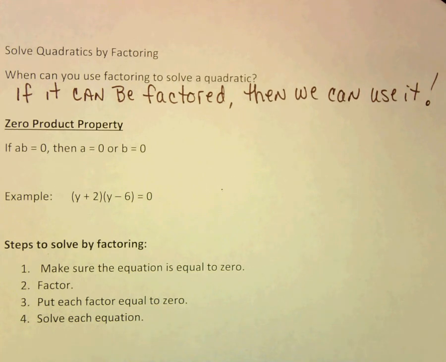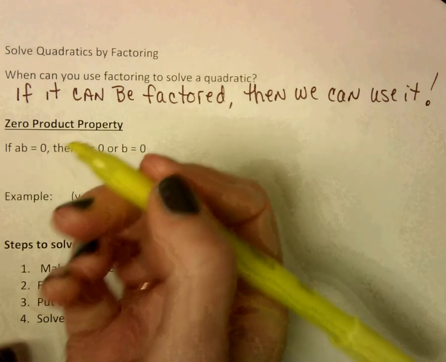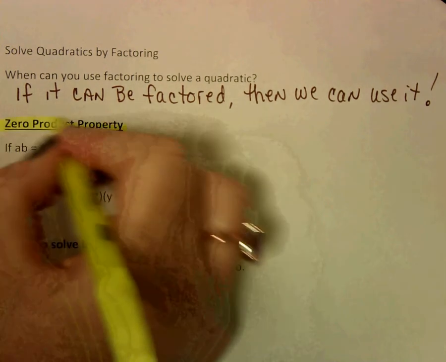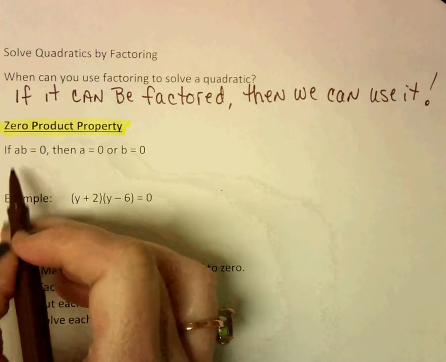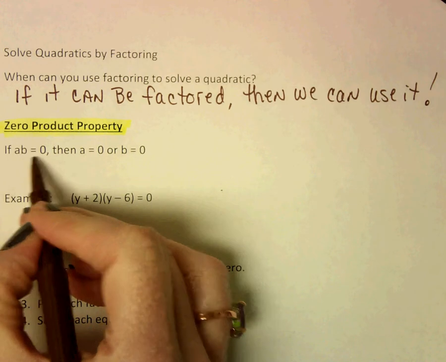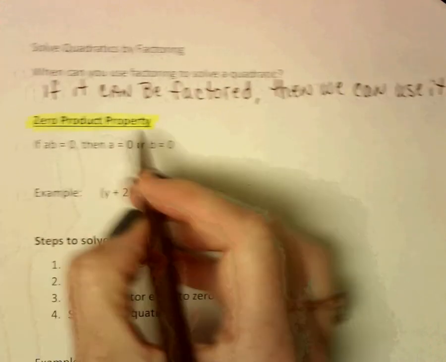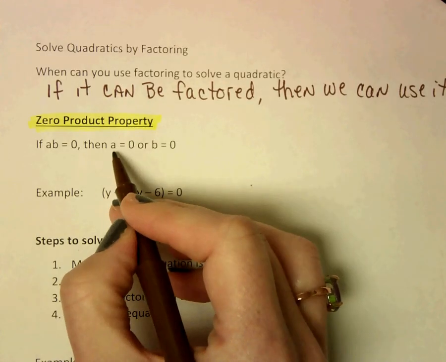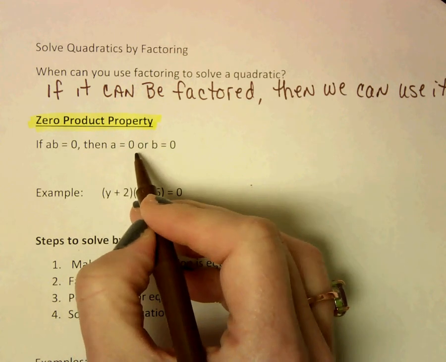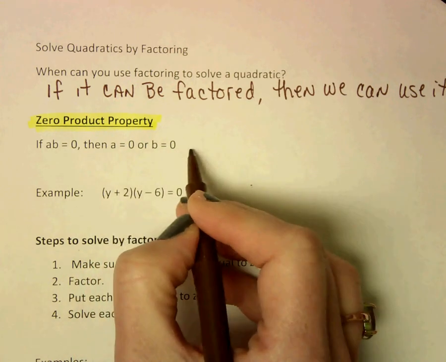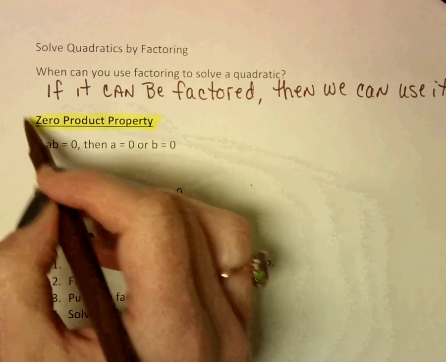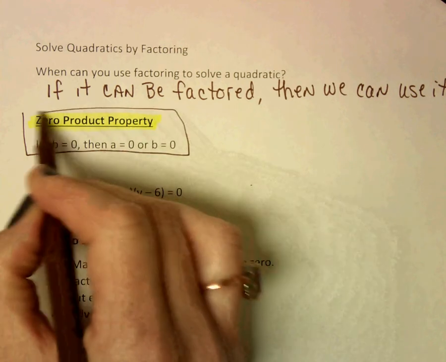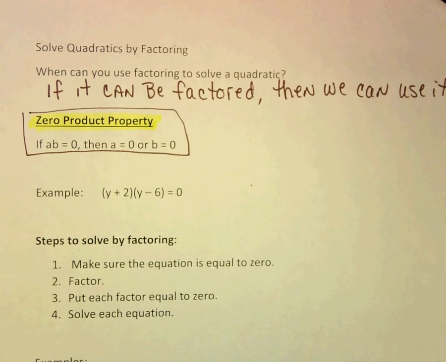So one of the key ideas behind using factoring is this property called the zero product property. And this property says that if A times B equals 0, then we know that either A has to equal 0 or B has to equal 0, right? That makes sense. We know something times 0 always equals 0. So one of those has to be 0, okay? That's the idea behind the zero product property.